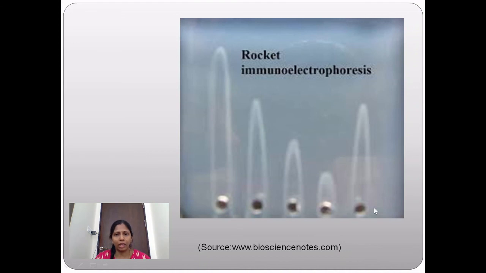This is an unknown sample loaded into one of the wells. When the height of these rockets is taken on the y-axis and the concentration of antigens is taken on the x-axis, a standard curve can be generated using which the amount of antigen in the unknown sample can be estimated. So these are all the different important precipitation based antigen antibody interactions used for qualitative and quantitative purposes.